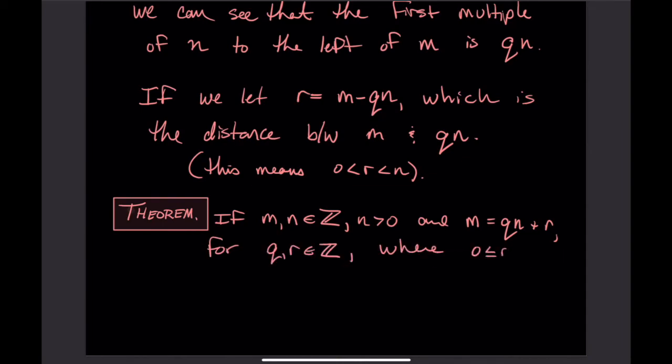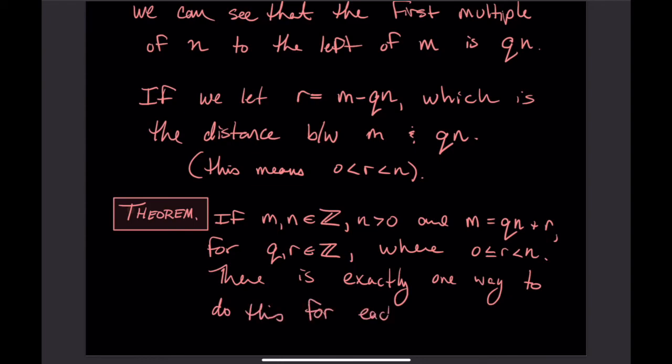And m is equal to qn plus r, where q and r are integers, where r is between 0 and n. Then there's exactly one way to write these, to write m basically, given m, given n.